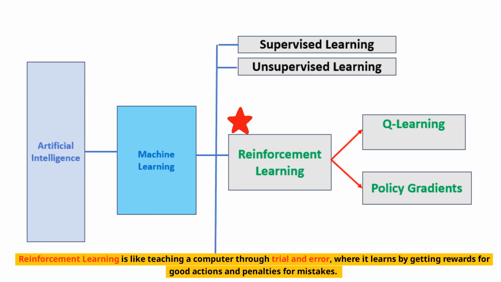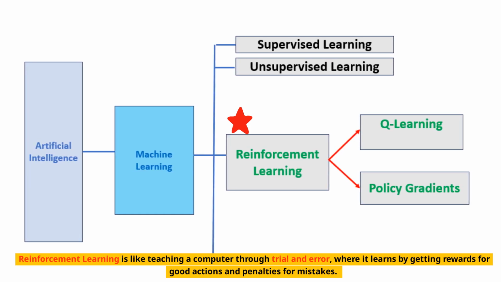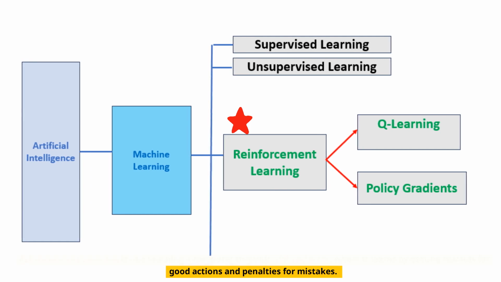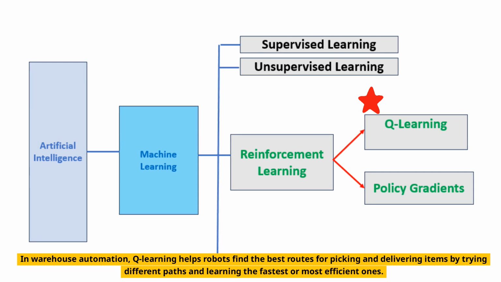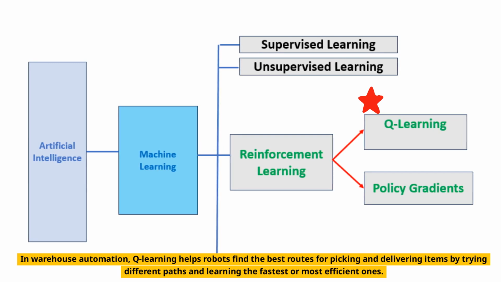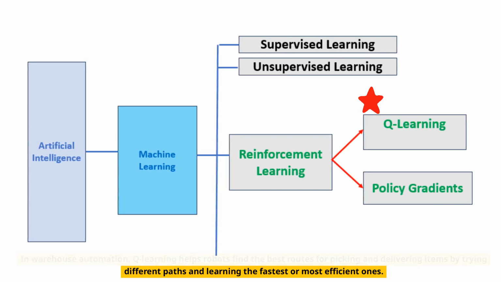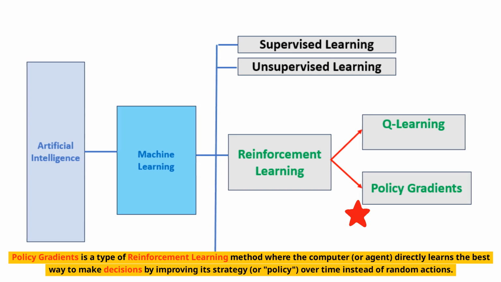Reinforcement learning is like teaching a computer through trial and error, where it learns by getting rewards for good actions and penalties for mistakes. In warehouse automation, Q-learning helps robots find the best routes for picking and delivering items by trying different paths and learning the fastest or most efficient ones.